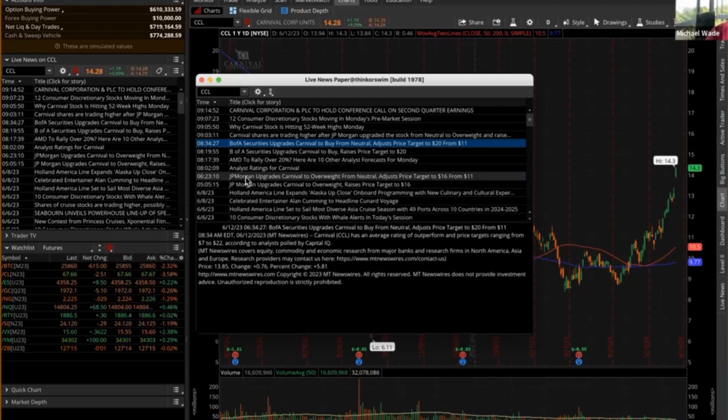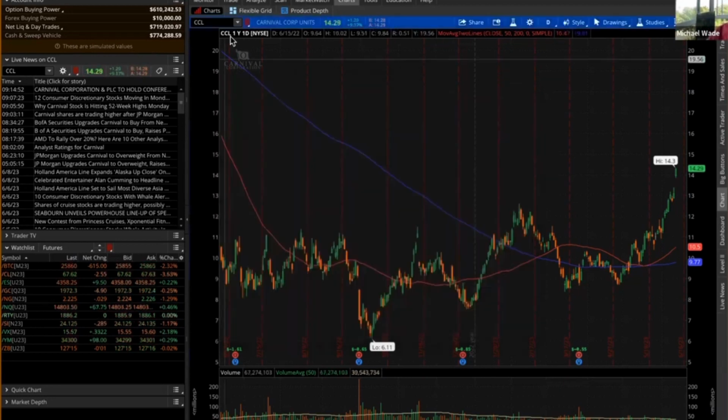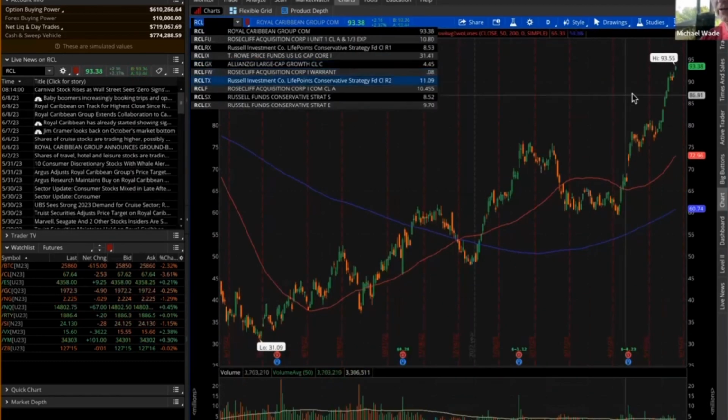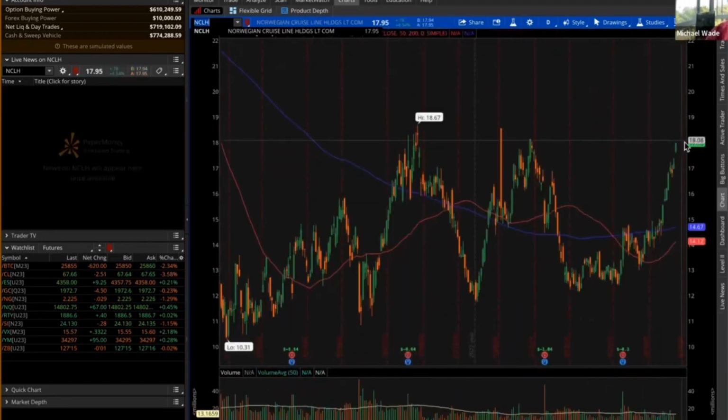I'm actually salivating right now as I speak. We might want to do something with Carnival. I know I'm off track, so I'll come back and finish the thought. Look at Royal Caribbean. And then NCLH, Norwegian.